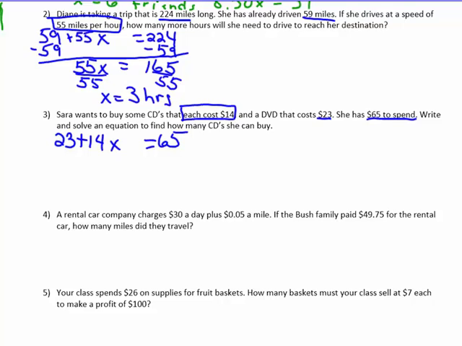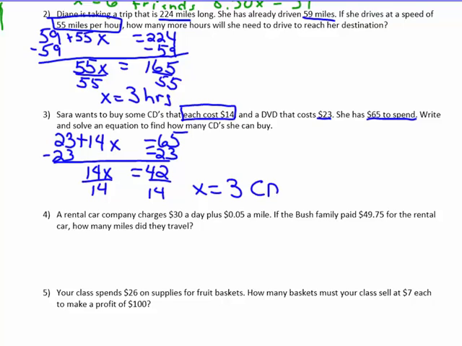Same process that we've done with the other one. I have to cancel the 23 first. So we're going to get 14x equals 42. Divide both sides by 14. And I'm putting it over here just because I ran out of room. So I believe that means she can buy 3 CDs. Right, so we look for the total, we look for a "per," and then we try to go from there.